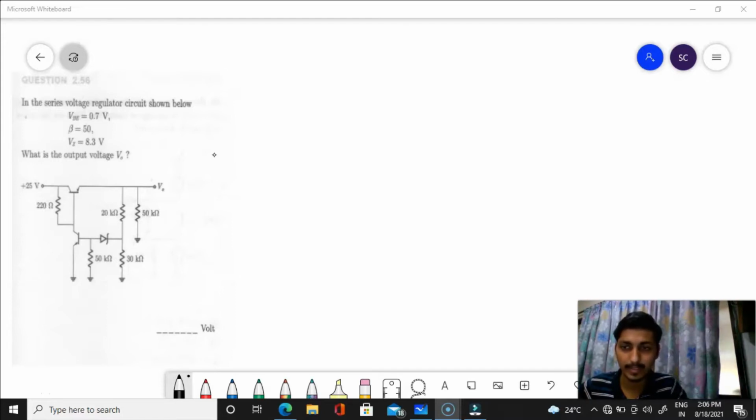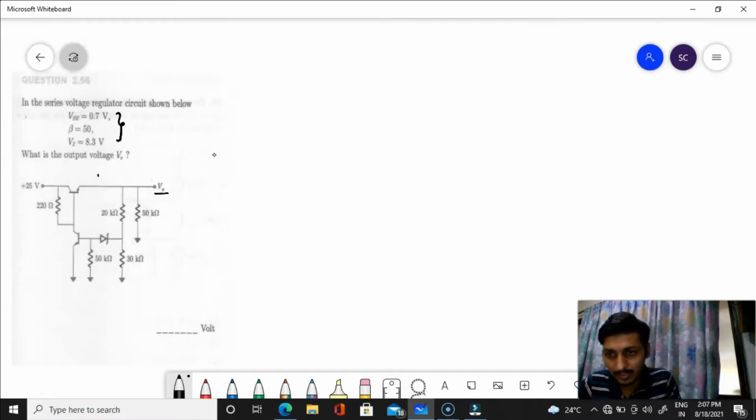So today we are going to see a new kind of problem, which is nothing but Zener diode with BJT biasing. We are given all these numeric values in the question. Base to emitter voltage is given, beta is given and Zener voltage is given. We have to find the particular output voltage here. First we will see the step-by-step solution.